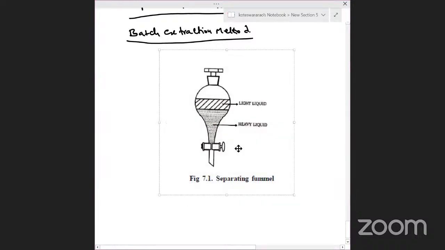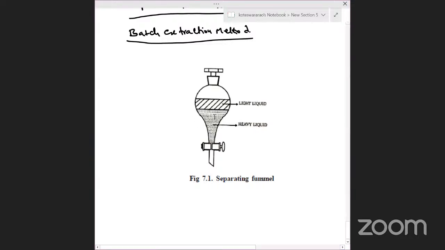Look here. We know that for simple filtration we can use a funnel. But here we are using this, which is just a closed vessel. It has a stopcock and a closed lid. In that, first you need to take a mixture of solutes or compounds, taken in a suitable solvent to dissolve. After dissolving, the dissolved solution is taken in the separating funnel. Then add organic solvent for extraction.